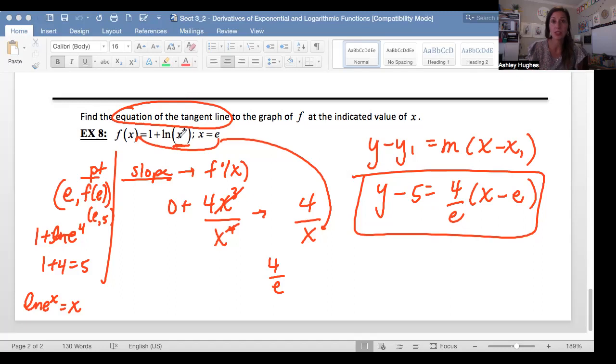Anytime you see equation of the tangent line, don't freak out. You just need a point and you need a slope. Those two things.